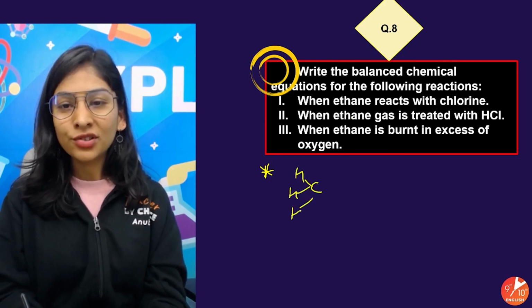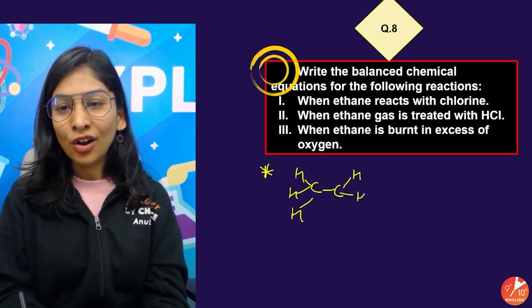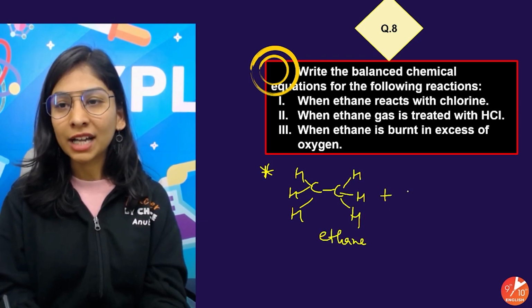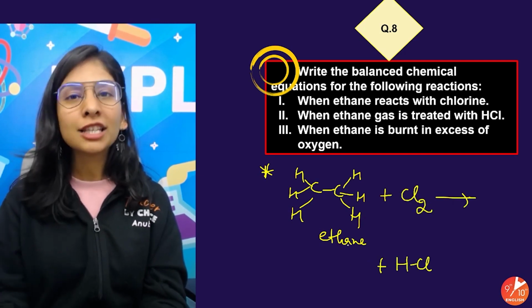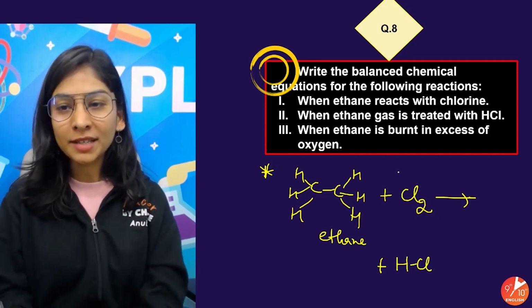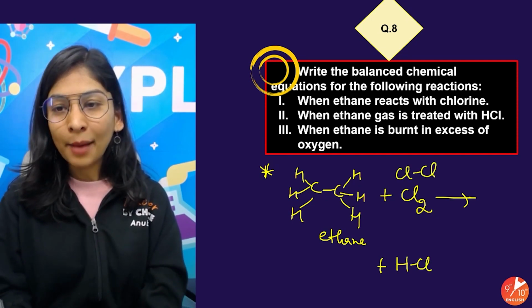I'm writing the open structure to help you guys. You can write it all together also. This is my ethane, and that's going to react with chlorine. What is going to happen? Also, what happens when it reacts with HCl? Let's do these two reactions first. So students, what's going to happen?